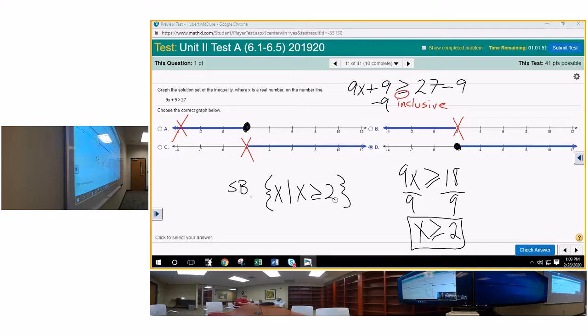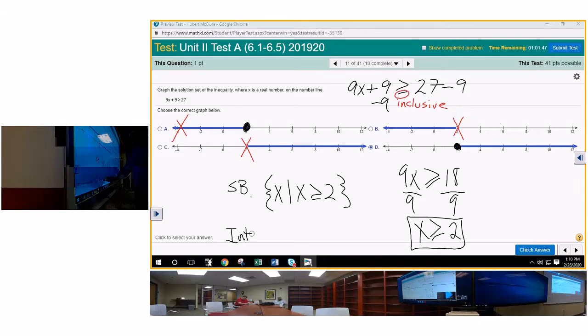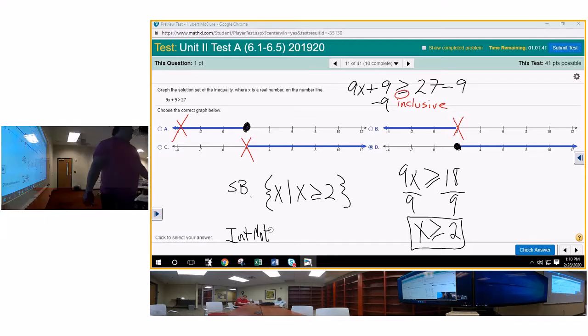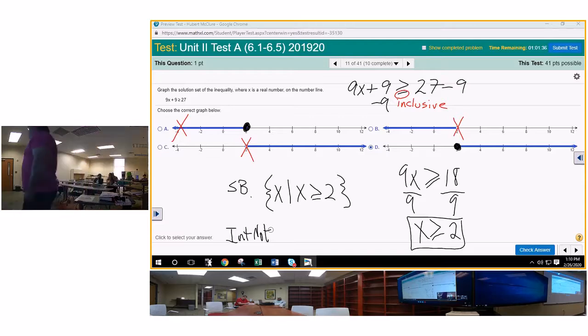Interval notation, you read the number line. They still got a few minutes. Hi there. It's currently 1:10.